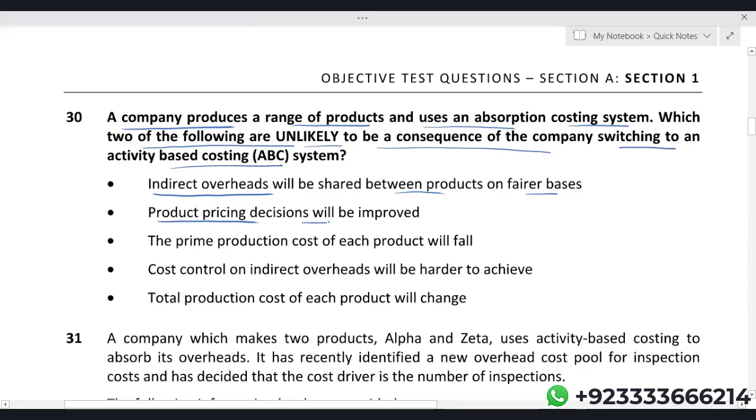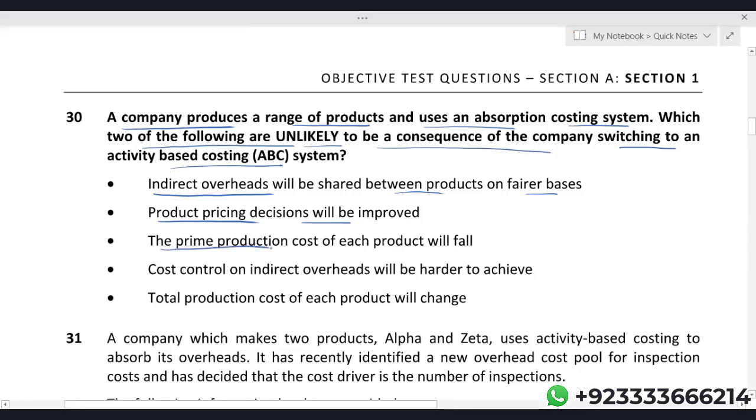Product pricing decisions will be improved. Yes, it will definitely be improved, no doubt about it. We have also already discussed this, especially when you have a pricing policy of cost plus profit, then obviously your pricing decisions will definitely improve. Okay.